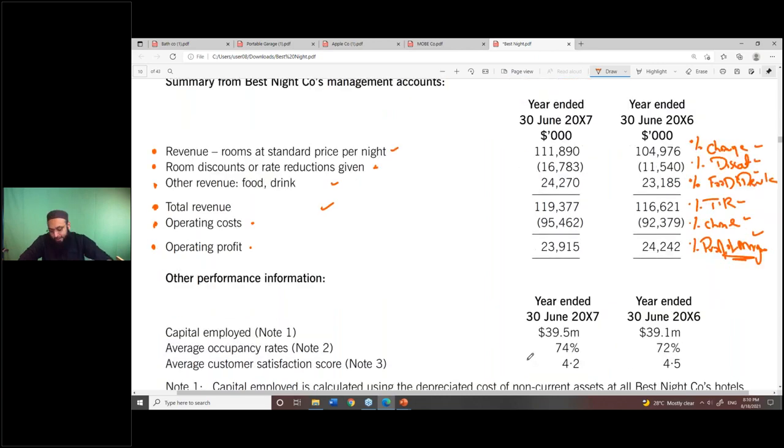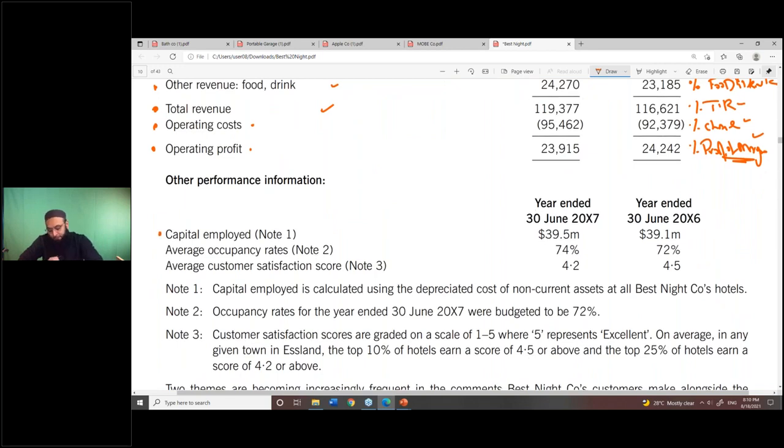What else? Other performance information is given, where you have capital employed. You have average occupancy rates given in percentages. And you have average customer satisfaction scores. Fine. Capital employed is calculated using depreciated cost of non-current assets at all Best Night hotels. Now, it's obvious. You are given operating profit and capital employed. So one ratio is very much on the cards. Can you tell me the name of that ratio? Let me quickly see how many people can give me a quick answer here. Yeah, ROCE is very much on the cards. Even asset turnover is very much on the cards, okay? But ROCE, definitely. So return on capital employed is what you can work out.